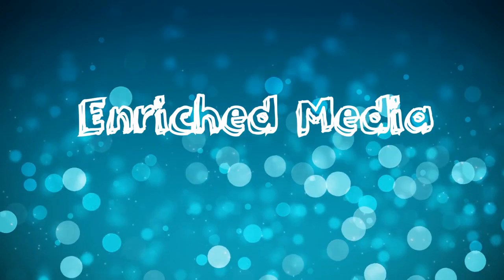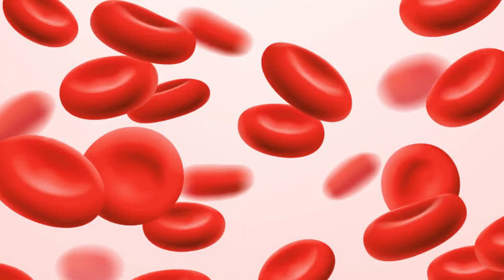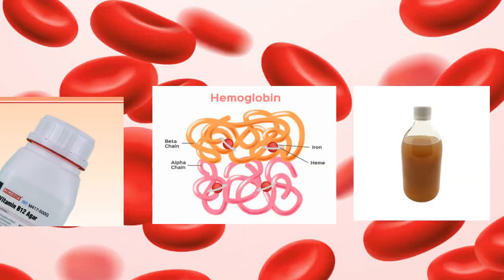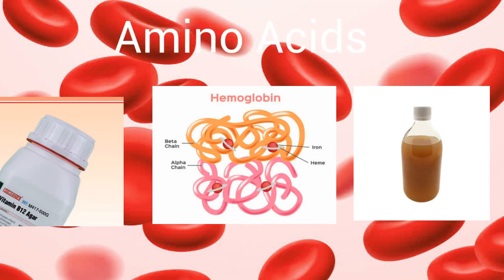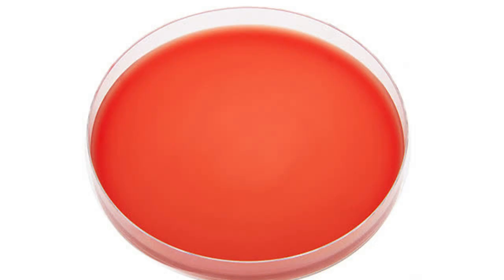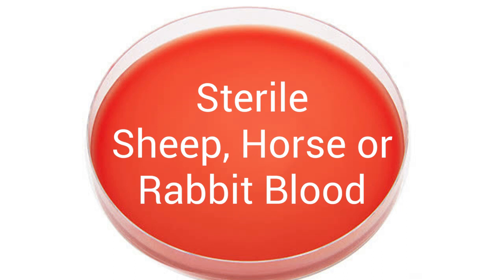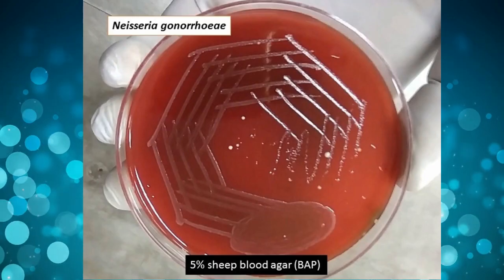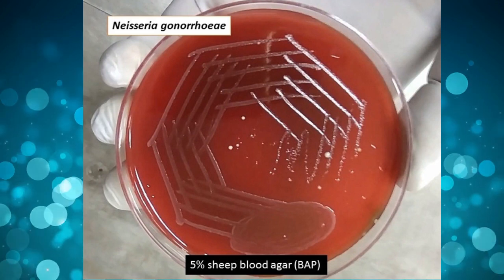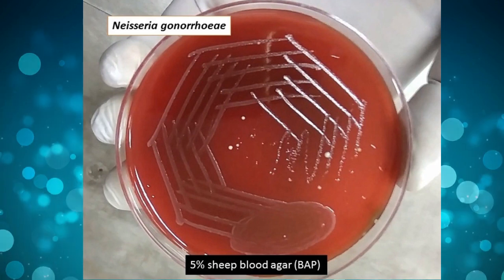Enriched media contain organic substances like blood, serum, hemoglobin, vitamins, and amino acids that allow the microbes with special requirements, also called the fastidious microbes, to grow in them. An example of enriched media is blood agar. It is made by adding sterile sheep, horse, or rabbit blood to the sterile agar. The media is used for the growth of pathogenic Neisseria species.